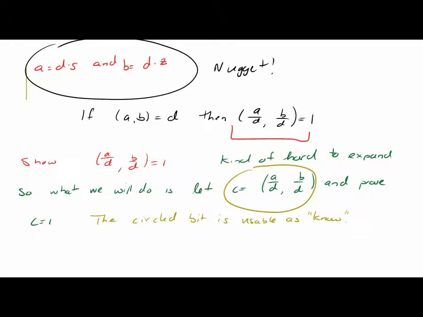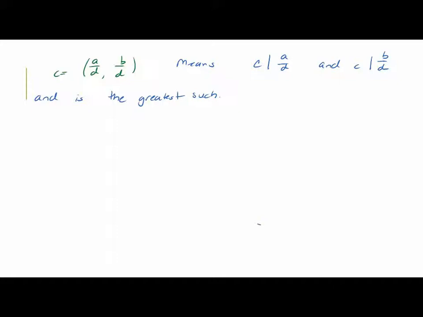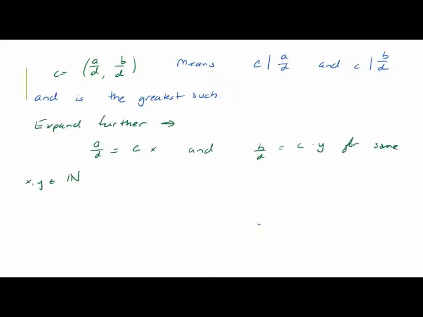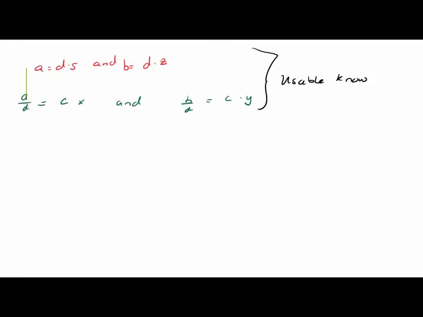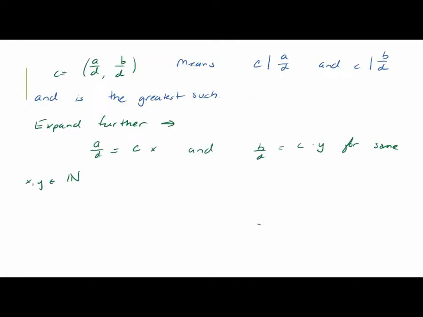And another thing is that you can use this as know now, because as soon as I say assume or let, I can use that in my know. And so I can expand that out. C equals that common divisor, greatest common divisor means C divides A divided by D, and C divides B divided by D, and it's greatest as such. If I expand it further, I get A divided by D is C times X, and B divided by D is C times Y, the same old definitions again. But again, realize that these two nuggets, now I can use them. They're in my assume, right? And my job now has been reduced to show C is equal to 1.